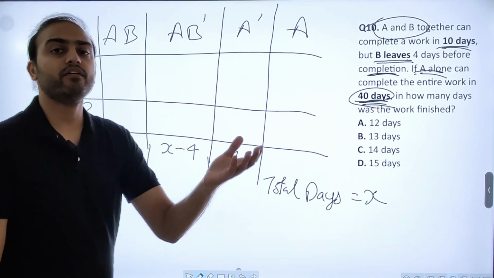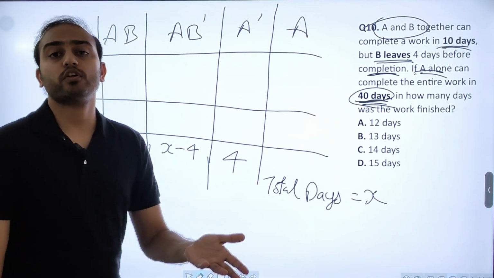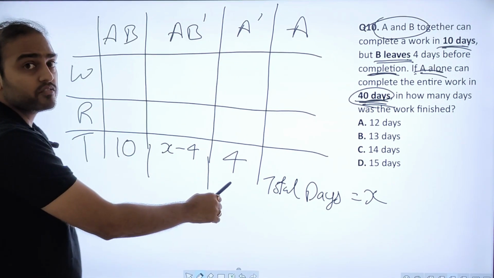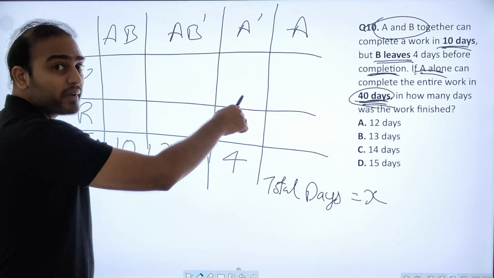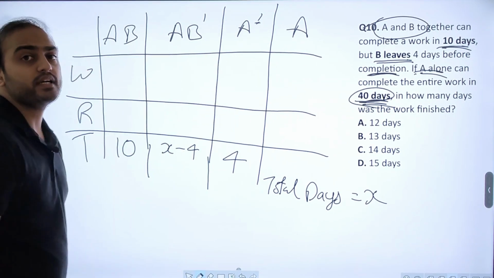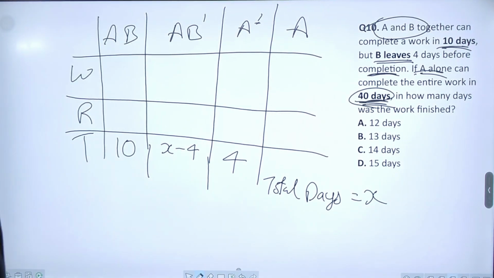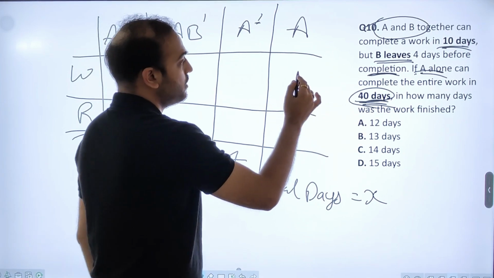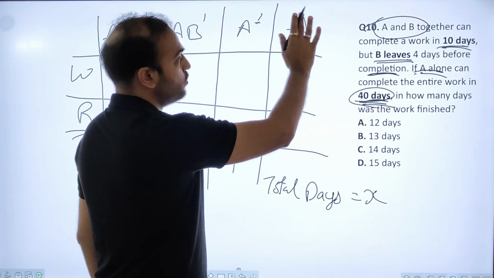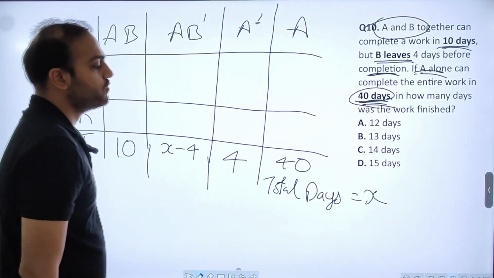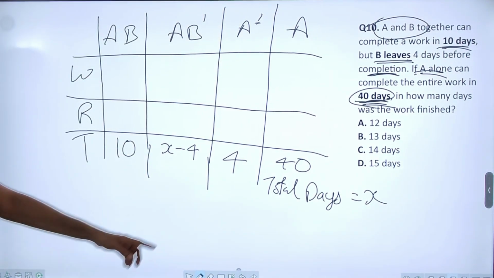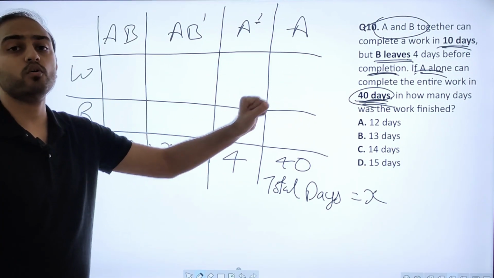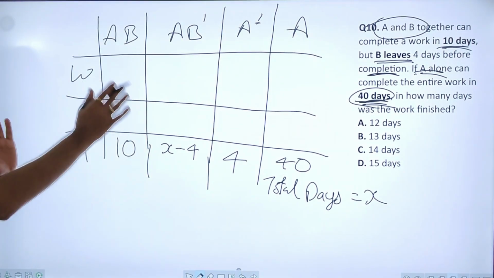If B has left 4 days before, then who's working for the last 4 days? A. And since A is not completing the whole work, he is doing only the remaining work. That is why I put a dash here. Moving on to the next statement, A alone finishes the whole work in 40 days, so no dash here. So 40 comes here because here A is doing the whole work. This is how I make my table.